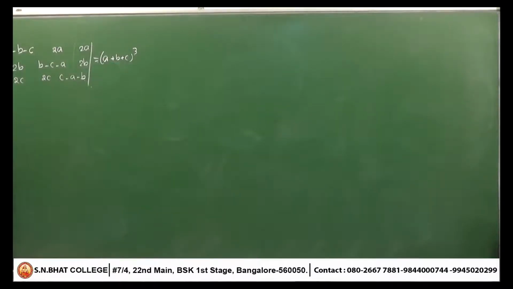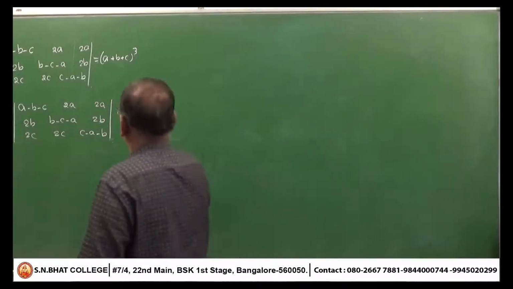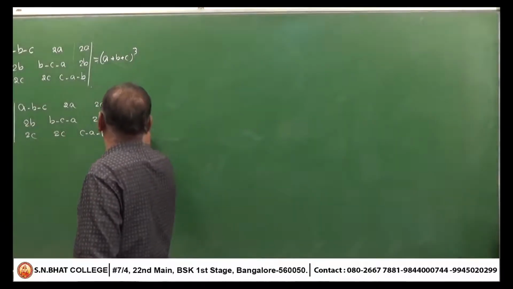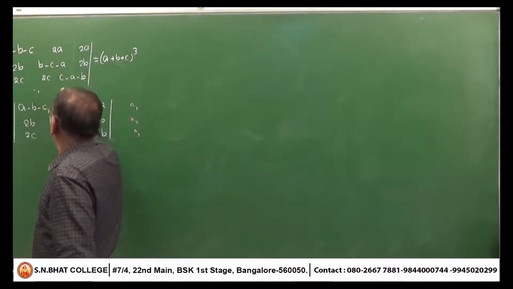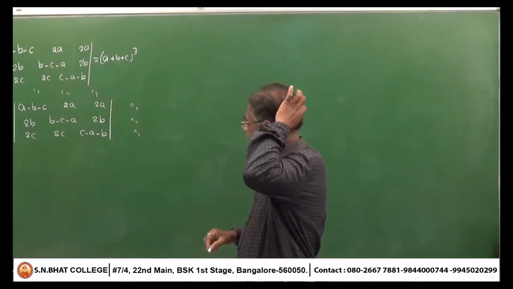Left hand side is the determinant of: a minus b minus c, 2a, 2a; 2b, b minus c minus a, 2b; 2c, 2c, c minus a minus b. Say all the 3 rows, R1, R2, R3, and columns C1, C2, C3. See all the 3 rows and all the 3 columns.